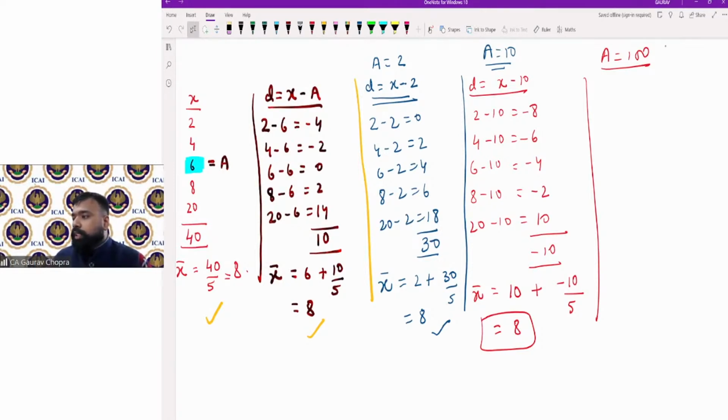So Shreya says it's clear. Anushka says understood. Akshita says crystal clear. Nishi asks how the result is the same every time. Is there any logic? Yes, of course. If you are assuming 100, then also deviations will come into negative and plus and minus will get cancelled. Overall result will remain same.